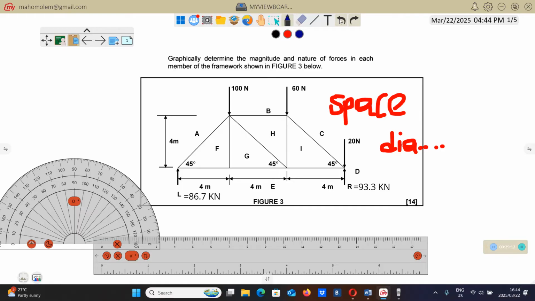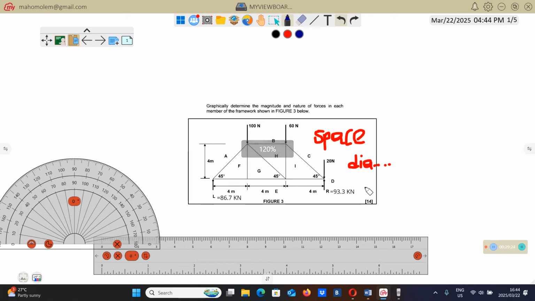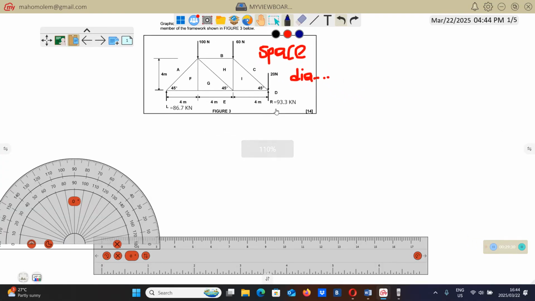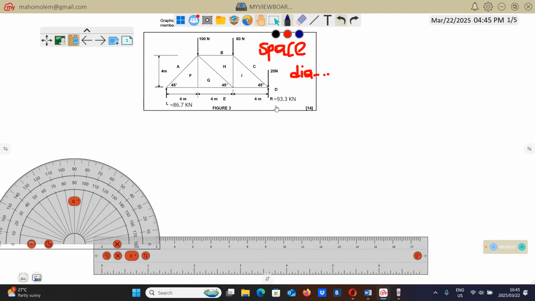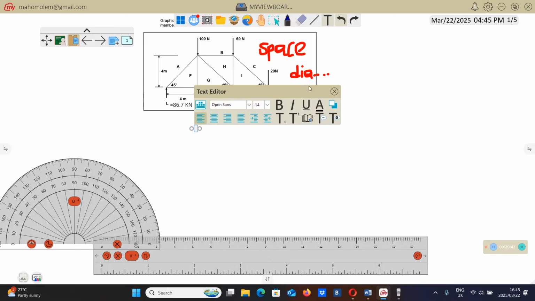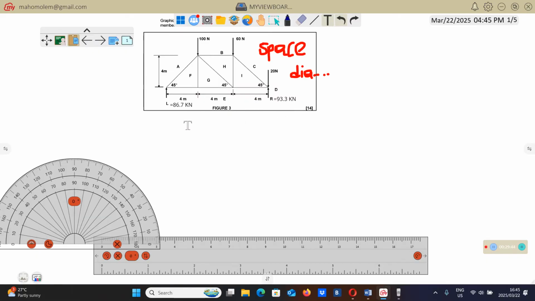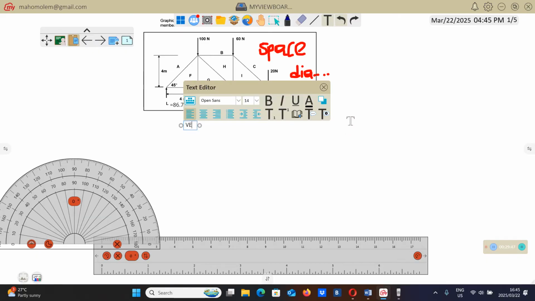Now, after naming the spaces, we're going to draw what we call the vector diagram. I will try to draw it on the very same page. We're doing the graphical method here.